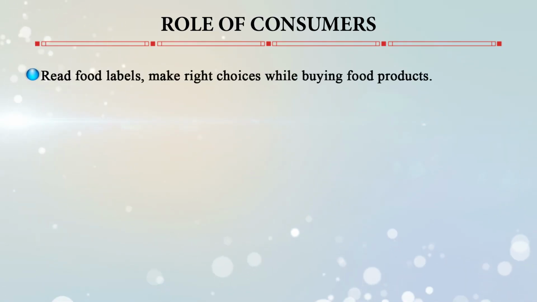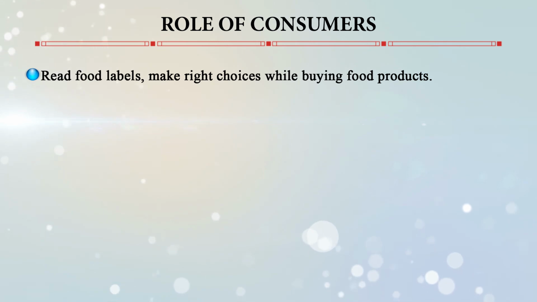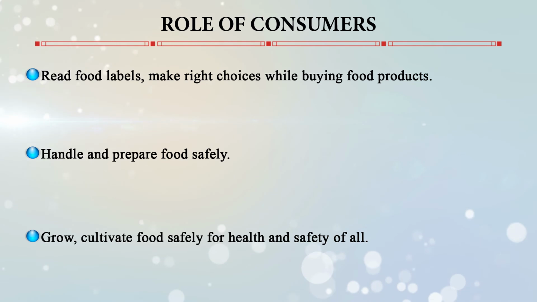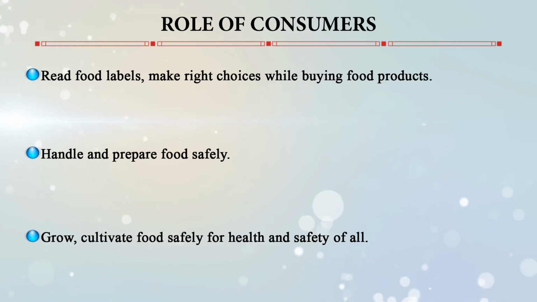Now, what is the role of the consumers? So, consumers need to make the right choice before buying any food and fruit product. Read the food labels properly and make the right choice while buying the food product. Handle and prepare food safely. Grow and cultivate food safely for the health and safety of all. Where it is possible and if it is affordable, you can always go for organic products which are not treated with chemicals. In the same way, we need to buy fresh vegetables and fresh produce, and not those which are canned, tinned or in packets.